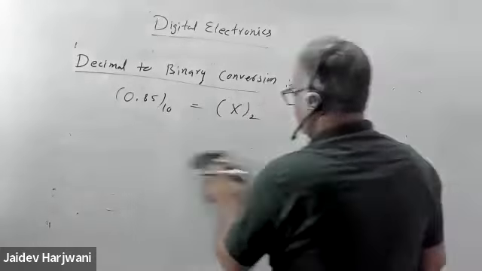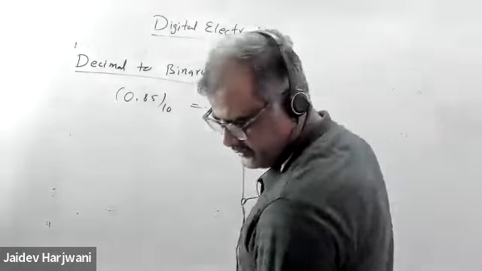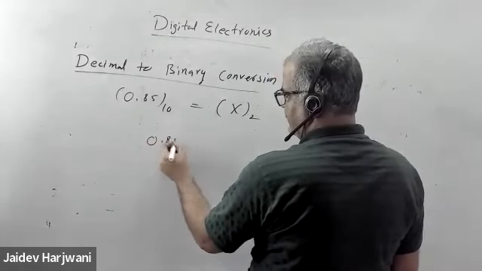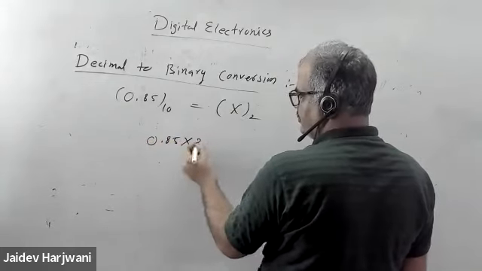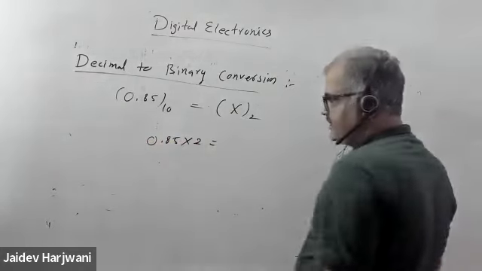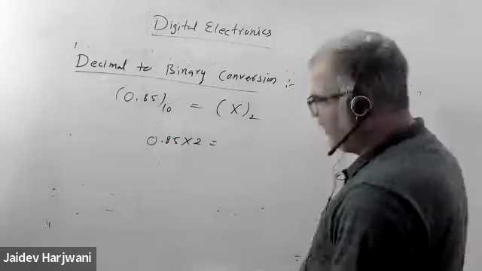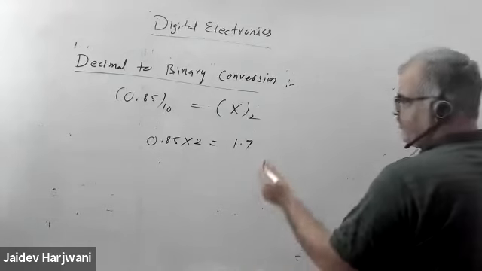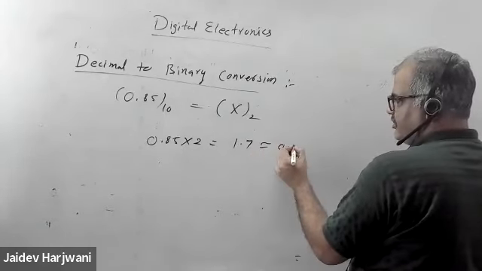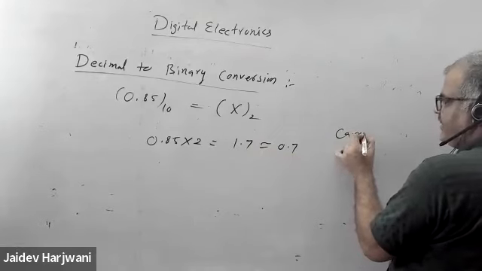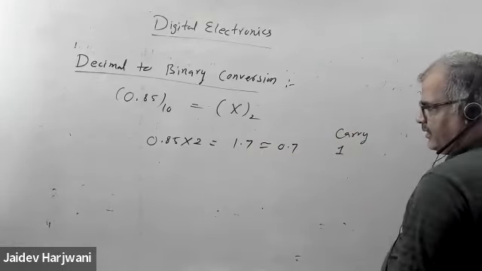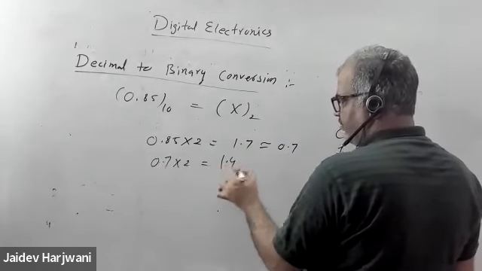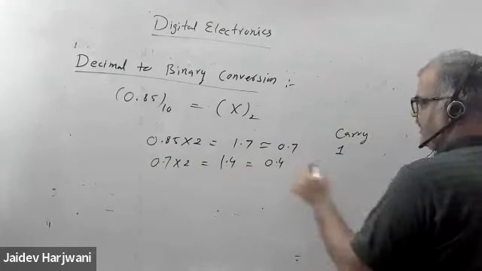I take 0.85 and this time I have to multiply by the base 2. When I multiply 0.85 by 2, I get 1.7. This time you have to write the carry. So the fractional part is 0.7, and the carry is 1. Again, take this fractional part, multiply by 2, this will give you 1.4. You write the fractional part here, and the carry will be again 1.